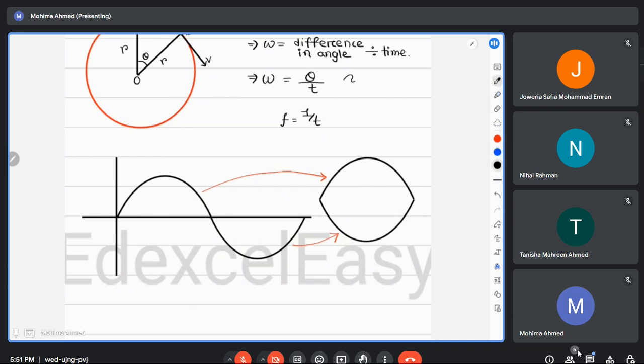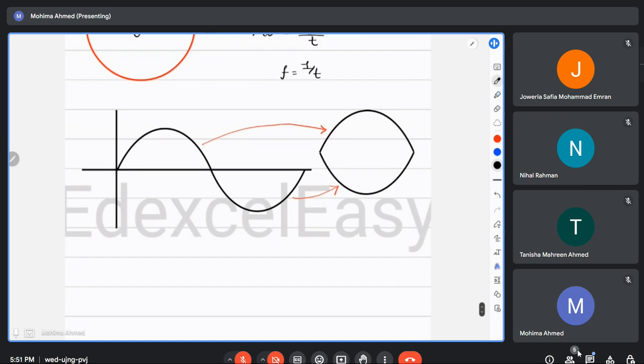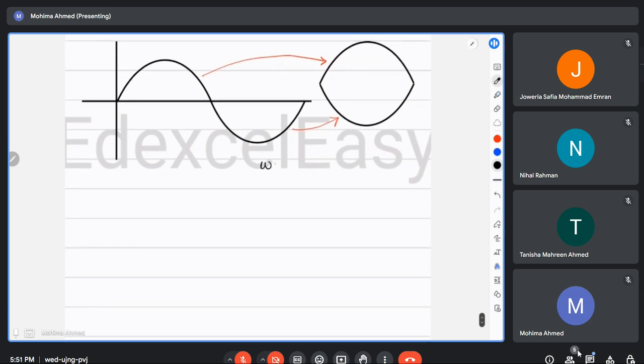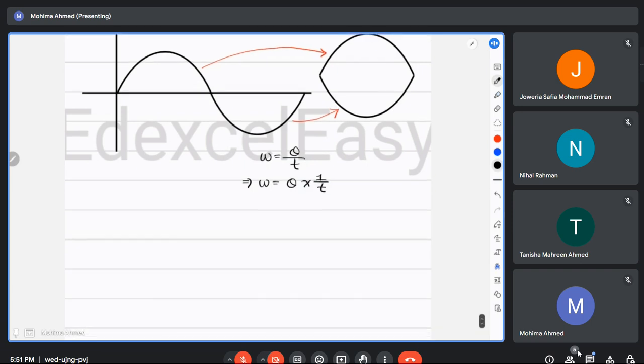So this was the equation 1. I can now derive this equation over here as omega is equal to theta by t. This turns out to be omega equals theta times 1 over t. Right, 1 over t can be expressed as frequency, which turns out to be omega equals theta times f. Okay, now this is your basic equation for angular velocity. But again, for one complete circle, the value for your theta turns out to be 2 pi, right?